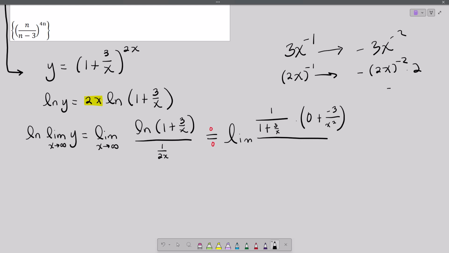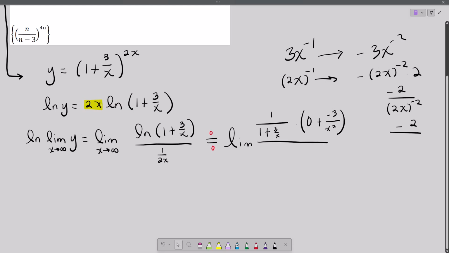So this piece becomes negative 2 over 2x quantity to the negative 2, and if we simplify this, this would be positive 2 in the denominator though. When we move it to the denominator, that sign changes. So this is going to be 4x squared, which will be minus 1 over 2x squared.